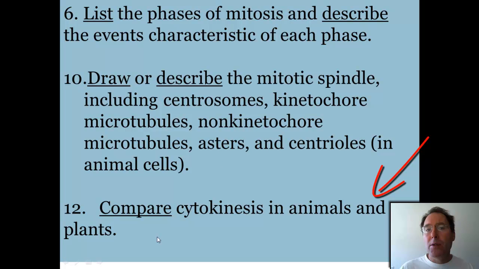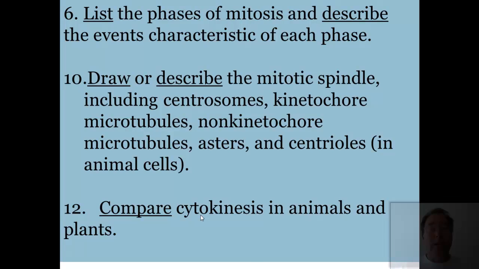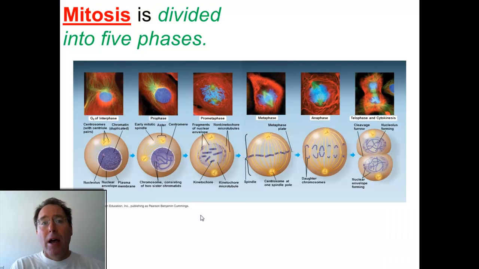And then finally, in number 12 it says you have to be able to compare cytokinesis, or the division of the cytoplasm, in both animal cells versus plant cells. These are both eukaryotic cells. But first I want you to concentrate on mitosis.